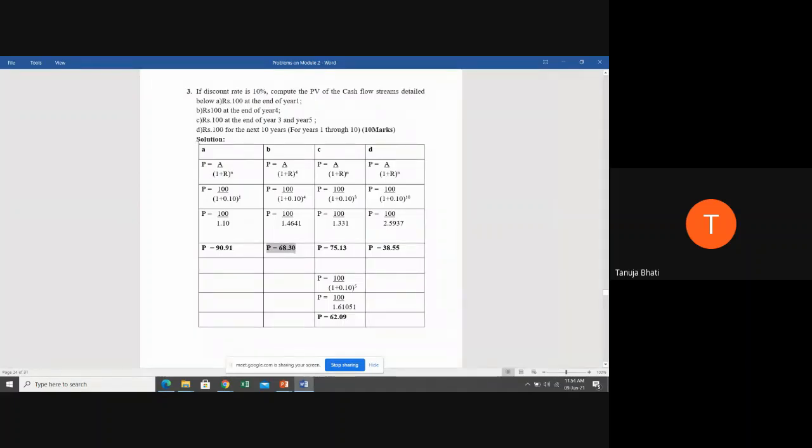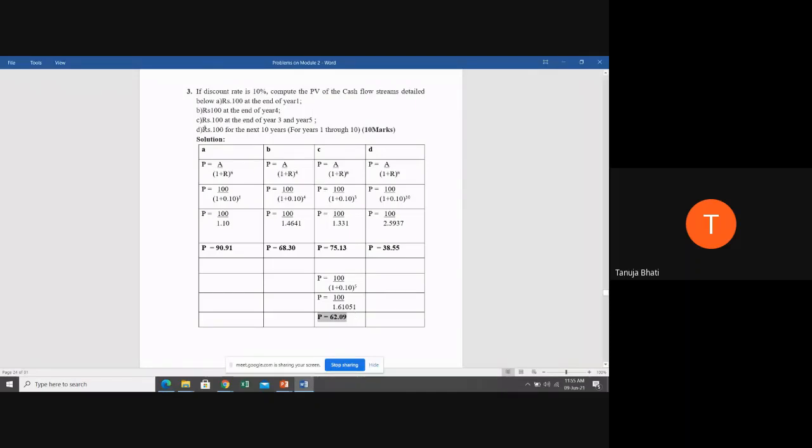Okay. Now in the C part, they are asking rupees 100 at the end of year 3 and year 5. So they are asking you both. If you're receiving 100 at the end of year 3, what is going to be your present value? And if you're receiving 100 at the end of year 5, what is going to be your present value? So in the C question, there are two sub questions. First, take n as 3 and find the present value. Then take n as 5 and find the present value. But the rate of interest, 10%, will remain the same for all the sub questions.